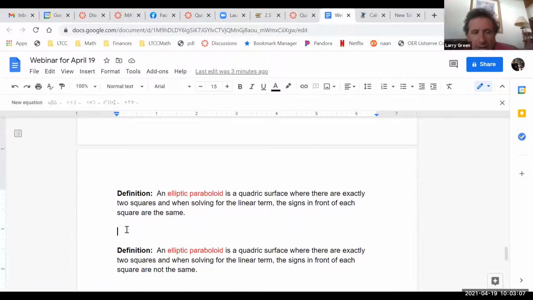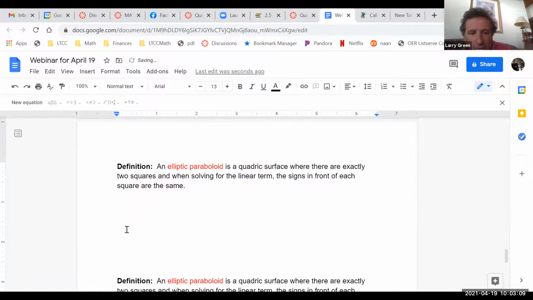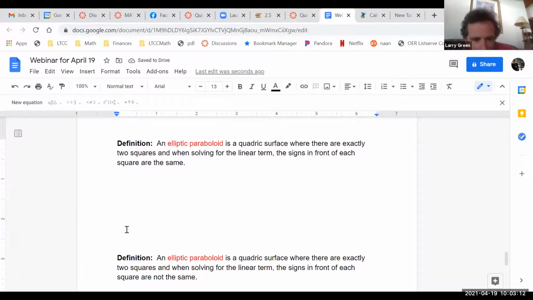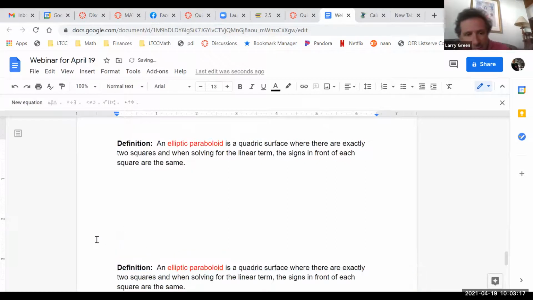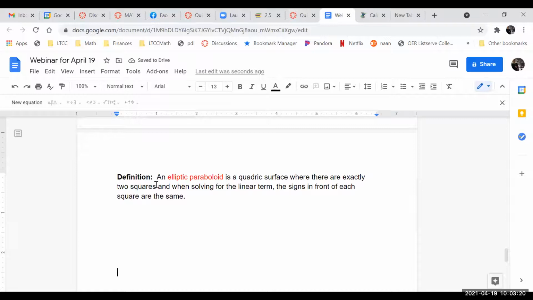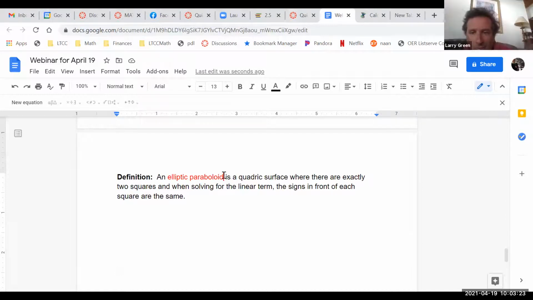Now what we're going to do is we're going to get rid of one of the squares. So an elliptic paraboloid is a quadric surface where there are exactly 2 squares when solving for the linear term. The signs in front of each square are the same. So let me give you, it's easiest done by example, and then you'll get the idea because there's a whole bunch of cases, but the examples show you what's going on.